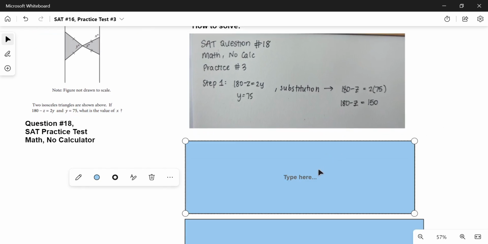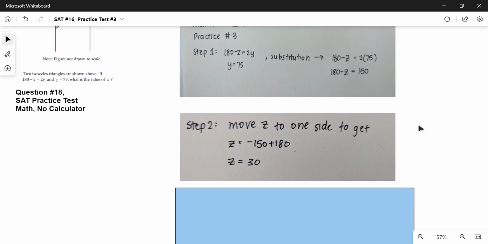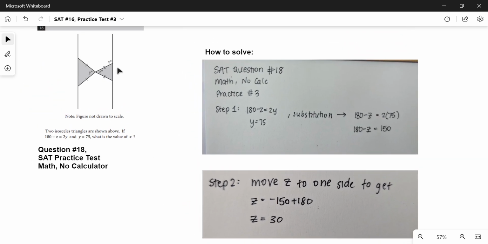On to step 2. So we move z to one side to get z equals negative 150 plus 180. How we did that: when z moves to the right of the equal sign, it loses its negative sign, so it becomes z. Then we move 150 to the left, which gives you 180 minus 150, which is 30. So you have z equals 30.